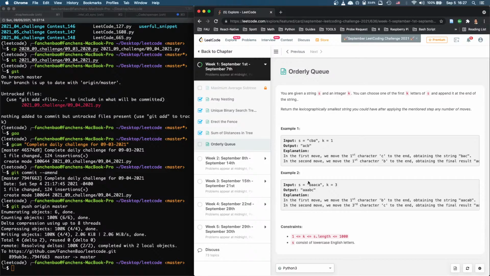What if this is BACA with K equals 2? Right, now we find we have 3 A's, 1 B, and 1 C. And then we say K equals 2, so we should make both A's at the front. Right, that's our goal, to make both A's at the front. So in order to make both A's at the front, then we check.